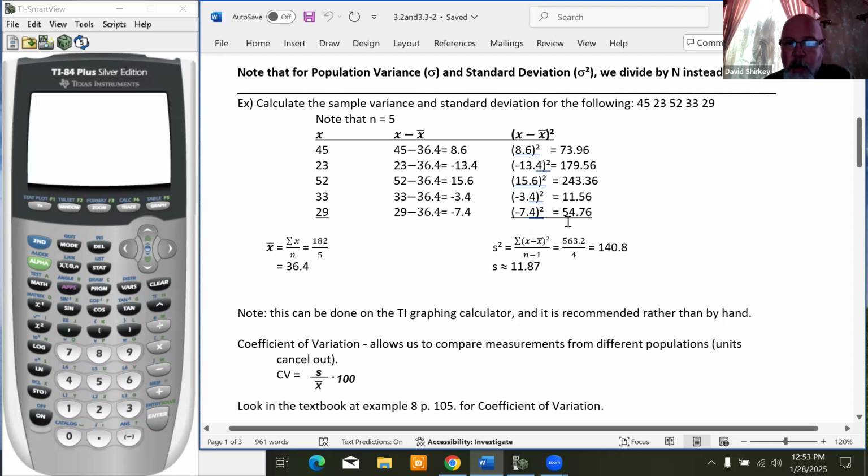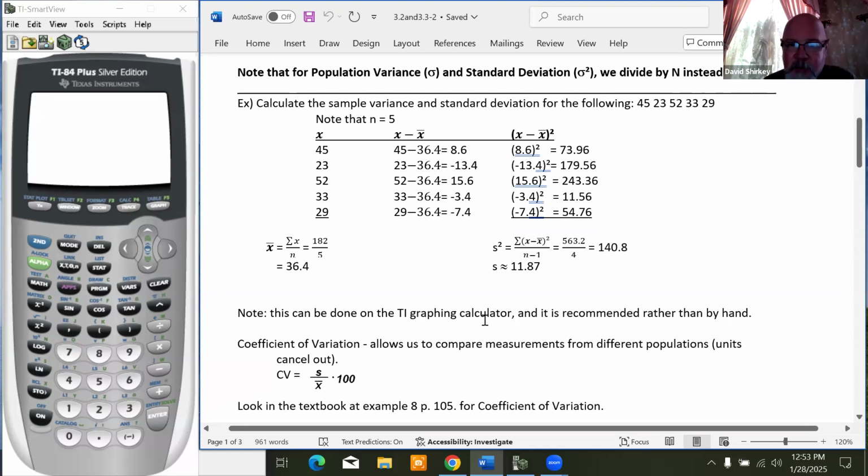Then you find s squared. All of these data values in the x minus x bar in parentheses squared column, you add them up. Here's the summation notation right here: the sum of, in parentheses, x minus x bar squared, divided by sample size n minus 1. That turns out to be 563.2 divided by 4, which is 140.8. So then the actual standard deviation, you take the square root of that, and I approximated it to 11.87.